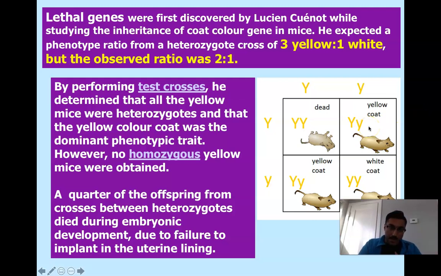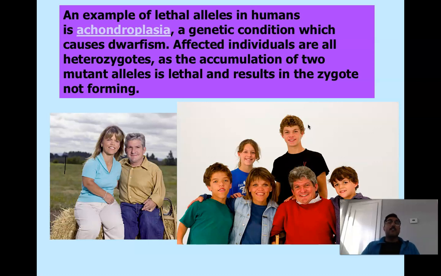So the only mice that were born were either yellow but heterozygous for the yellow color, so this one here and this one here, or they were not yellow, white, which is the recessive for both traits. But you never saw homozygous dominant because it died, and therefore he realized there's something called a lethal allele, and this is a great example of one. In humans, we have lethal alleles too.